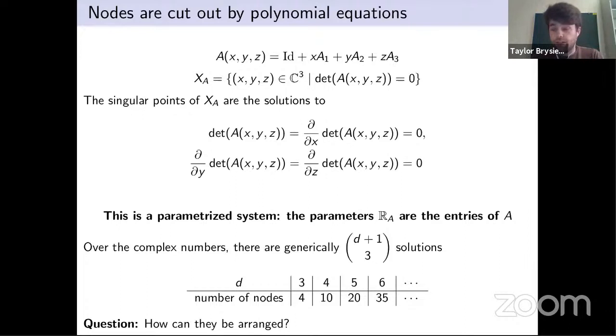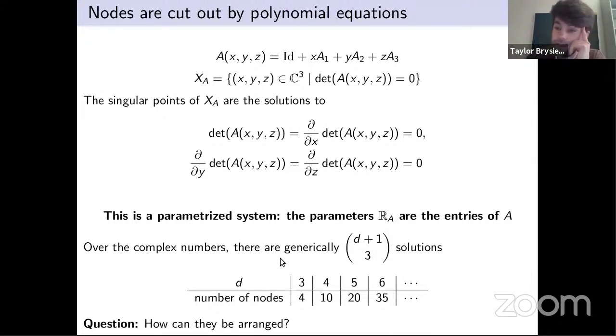Now, one reason we work over the complex numbers is because enumerative problems, like how many singular points are there, generically have a constant number. So if I ask how many real solutions are there to a quadratic polynomial in one variable, well, you'd say either 0, 1, or 2. Or none, so 0. But over the complex numbers, it's always 2, when you count it with multiplicity. So that's one of the really nice things about working with the complex numbers.